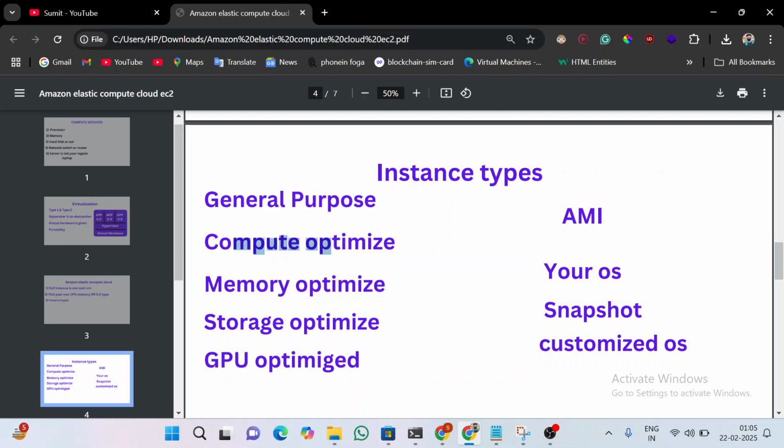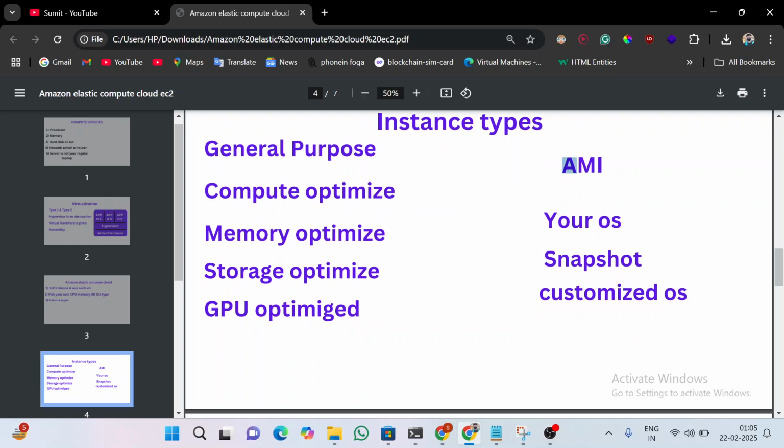If you have some heavy computing task, you can take these kind of compute instances. And then you have memory optimized, storage optimized, and GPU optimized. Actually, these GPU optimized are used a lot these days by machine learning experts and all. So if you are a machine learning enthusiast, you can go ahead with GPU optimized instances, but they cost much, actually.